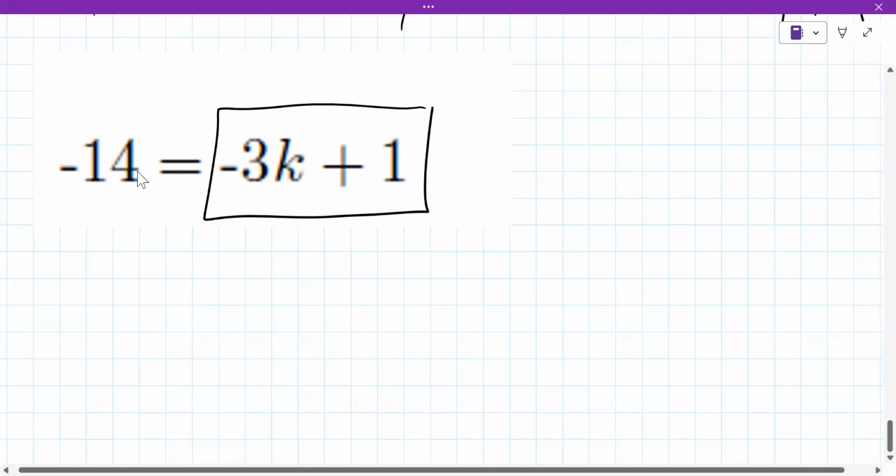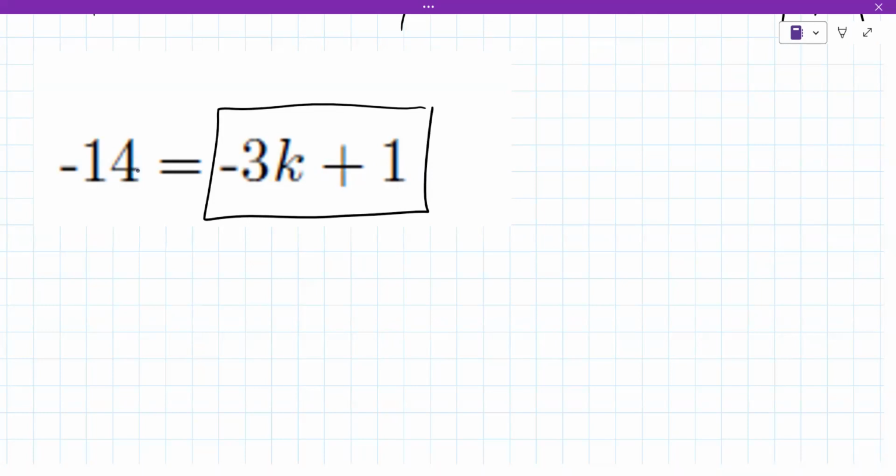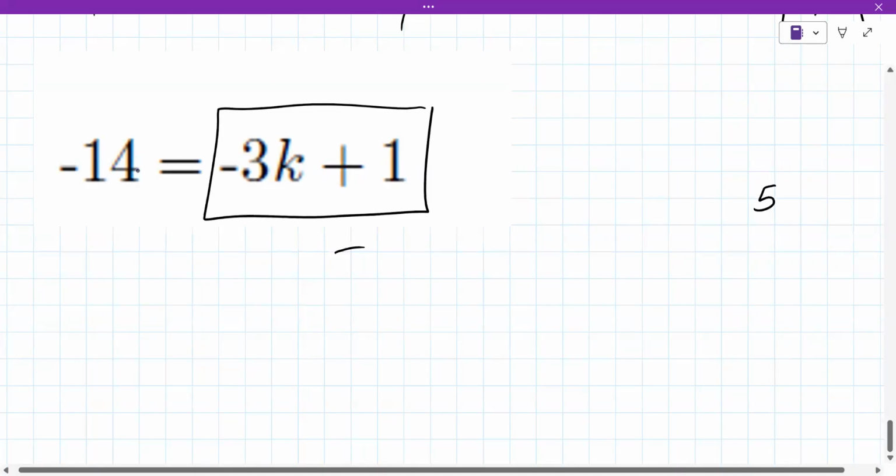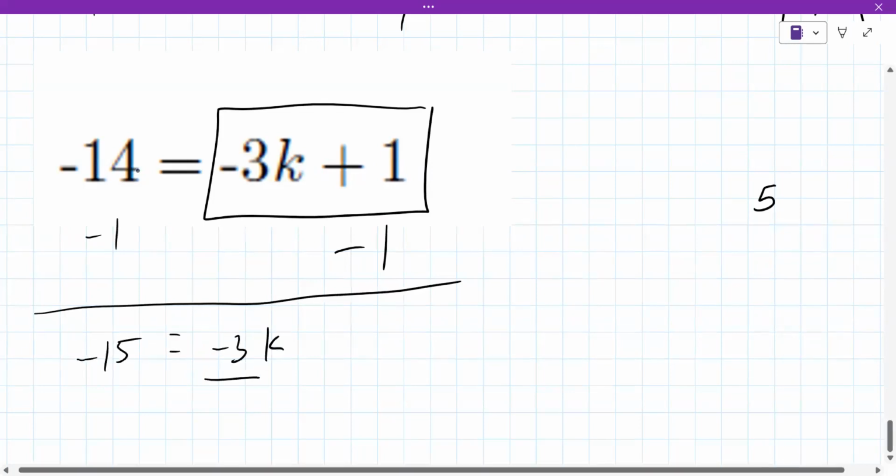Negative. No, regular 5. So you're just going to say 5 is your answer. Subtract 1, subtract 1. -15 equals -3k. Divide by -3. And yes, k equals 5. Good.